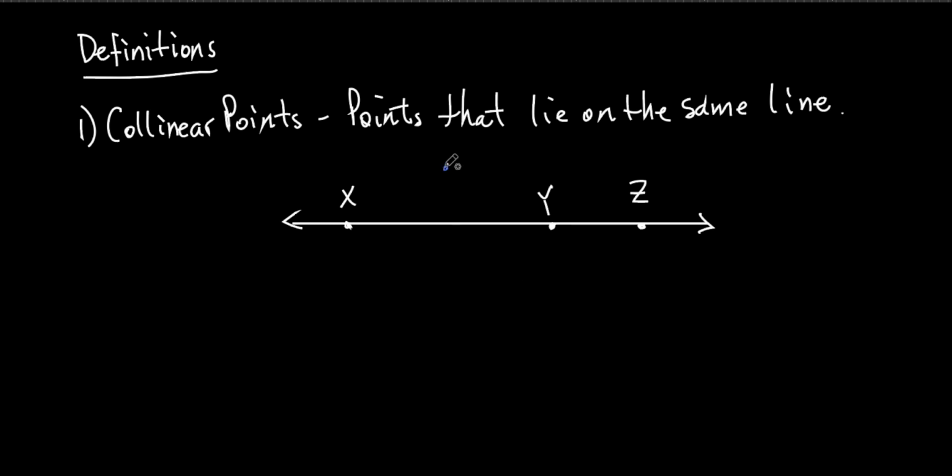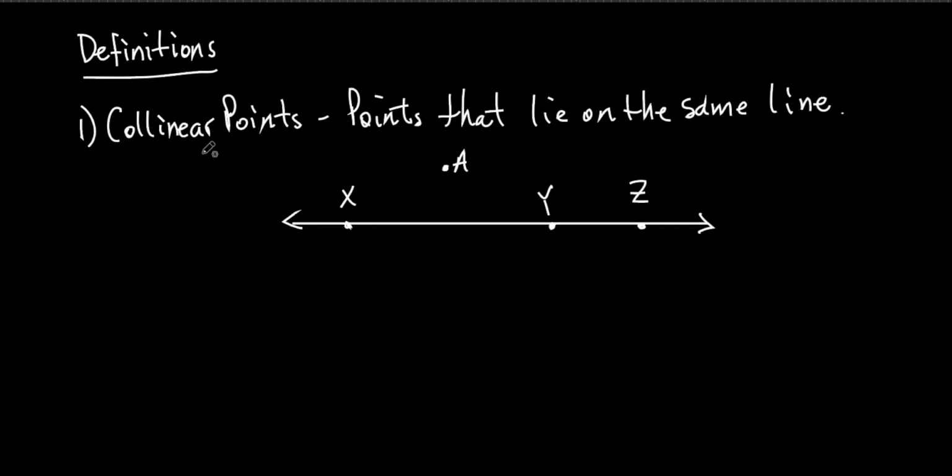But what if I had a point like way out here? Call it A. Are all 4 of those points collinear? No, they're not. Okay. What about X, A, and Y? Are they collinear? No. Why? Because A doesn't lie on that line with the other points. Make sense? Yeah, pretty easy.